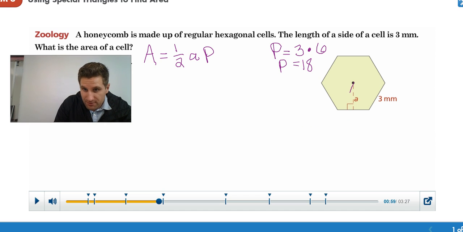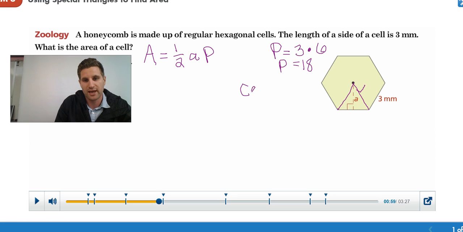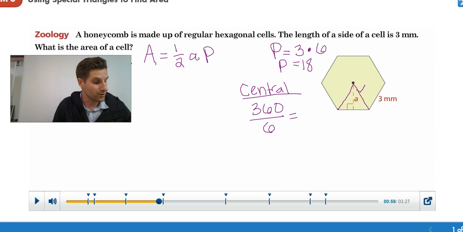So you can actually make this into a triangle. Now we need to find this angle in here, and if we can find that angle, we'll be styling. Okay? So how are we going to do this? Well, we have 360 degrees. It's 6 sides. We need to find the central angle. And to find our central angle, we can do 360 divided by 6. Okay? And if we do 360 divided by 6, we're going to get 60 degrees.